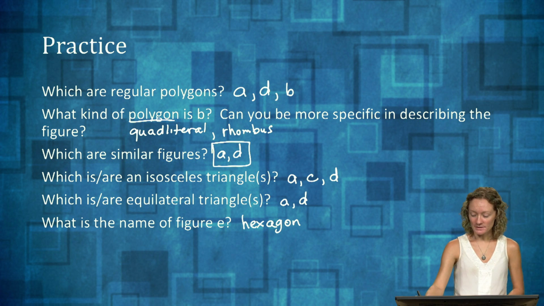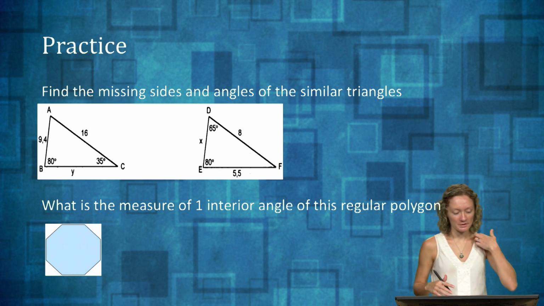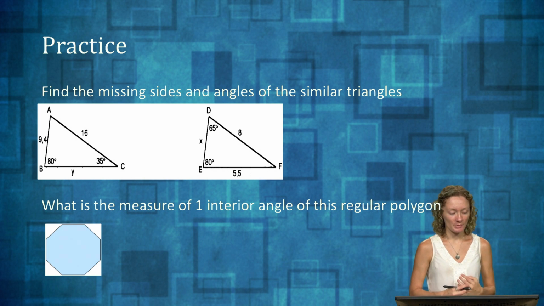We have a couple more practice problems. And these are to deal with a couple other things that we need some kind of algebraic work on. So find missing sides and angles, and then the measure of one interior angle of the regular polygon.